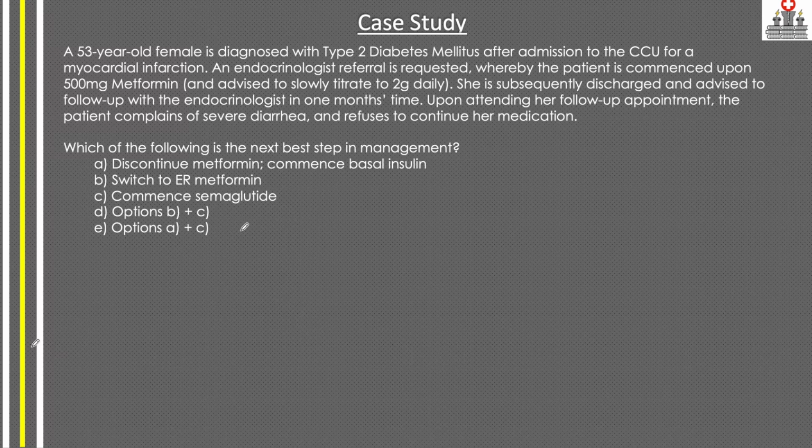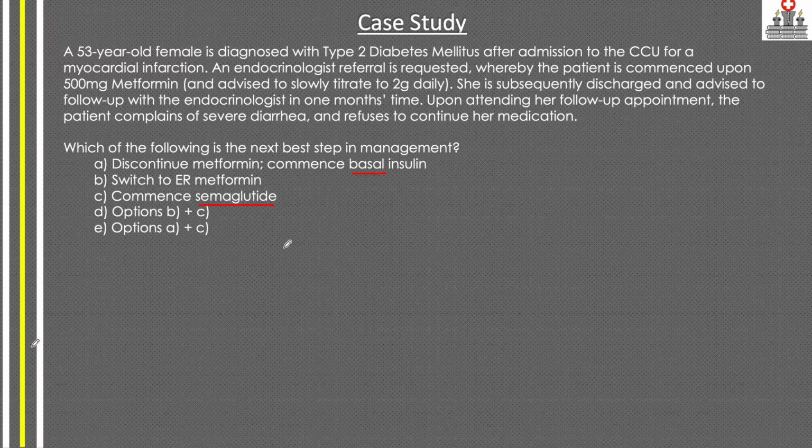She is subsequently discharged and advised to follow up with the endocrinologist in 1 month's time. Upon attending a follow-up appointment, the patient complains of severe diarrhea and refuses to continue her medication. What is the next best step in management? Should we stop the metformin and start her on long-acting insulin? Remember, basal is long-acting, nighttime insulin, bolus is also known as prandial or mealtime insulin. Or do we switch to extended-release metformin? Should we start semaglutide? Semaglutide is also known as Ozempic. It's a GLP-1 receptor agonist. Should we switch to ER metformin and commence semaglutide, which is option D, or should we stop metformin, start insulin, and start semaglutide, which is option E?